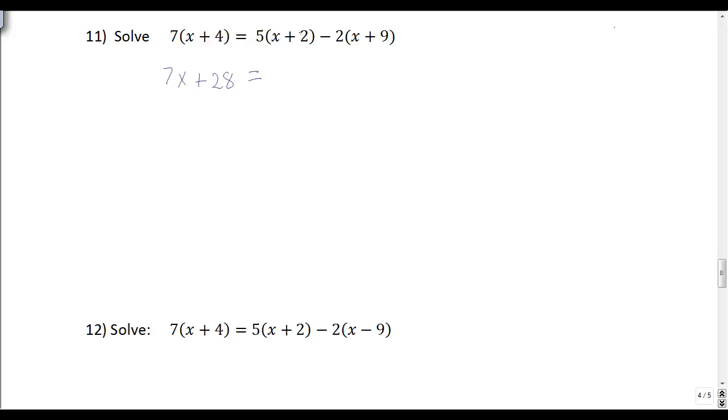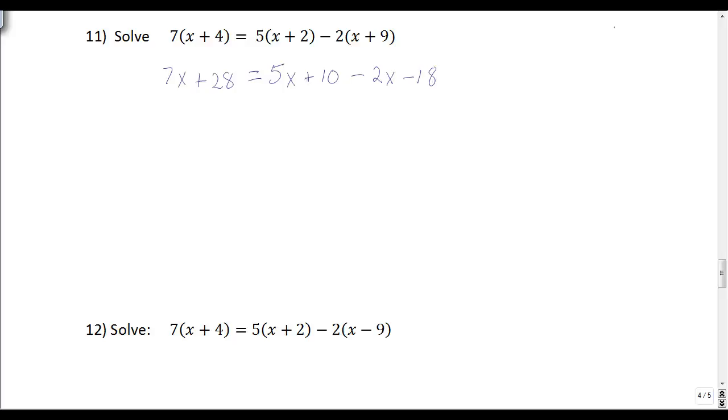On the right, I'm going to distribute this 5. 5 times x is 5x. 5 times 2, that gives me a plus 10. And I'm going to distribute the 2, but I'm actually going to distribute the negative. So it's really a plus negative 2 times this. So I'm distributing the negative. Negative 2 times x is negative 2x. And then the negative 2 times 9 is negative 18.